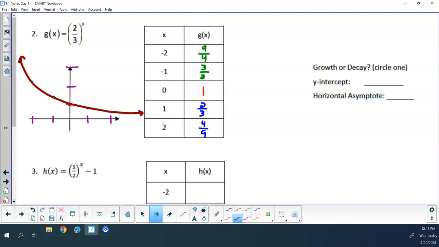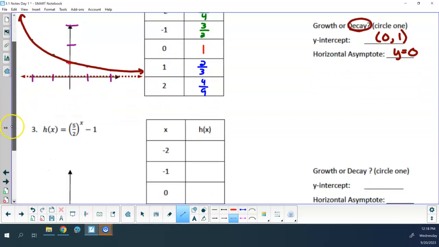That is going to be a decay. It is going to have a y-intercept of 0, 1. It is going to have a horizontal asymptote still at y equals 0. And I need to put that on my graph also. Agree with that one? Okay. Then let's go to this one.